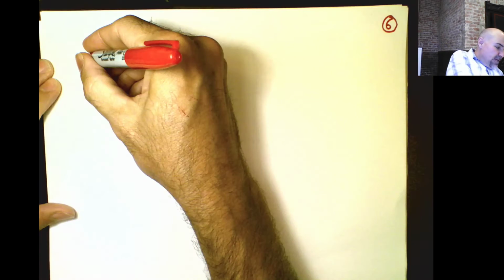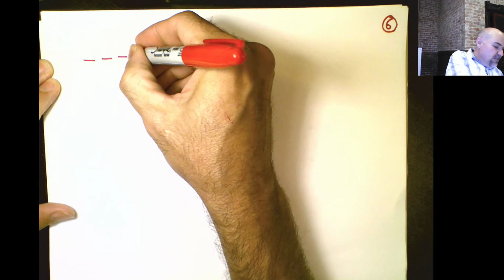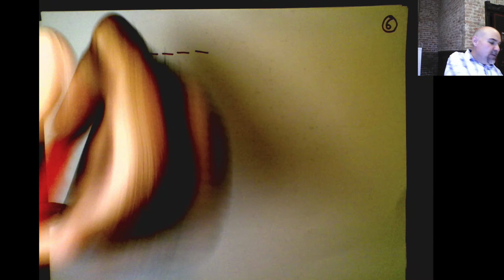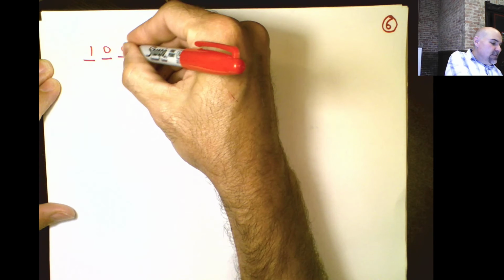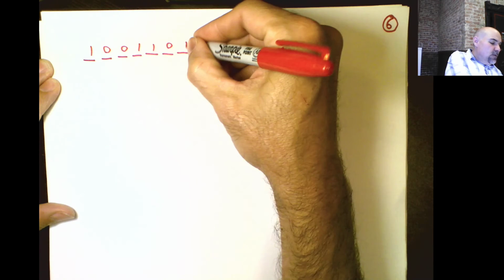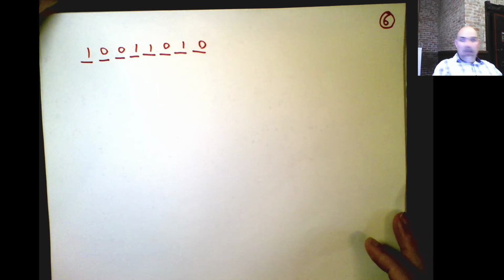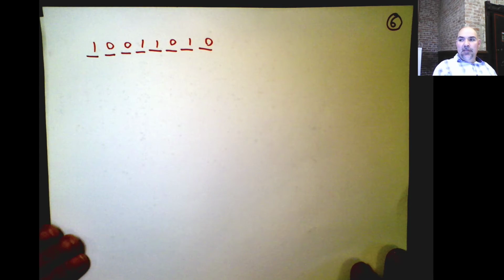Okay, so let's do one more example. So let me draw my 8 bits. 1, 2, 3, 4, 5, 6, 7, 8. So there's my 8-bit position. So let me put a number in here. 1, 0, 0, 1, 1, 0, 1, 0. Okay, so there's my number. And so that's what's being stored in memory. Now we want to know, that's in binary or base 2. What is it in decimal? So what's the decimal representation of that same number?